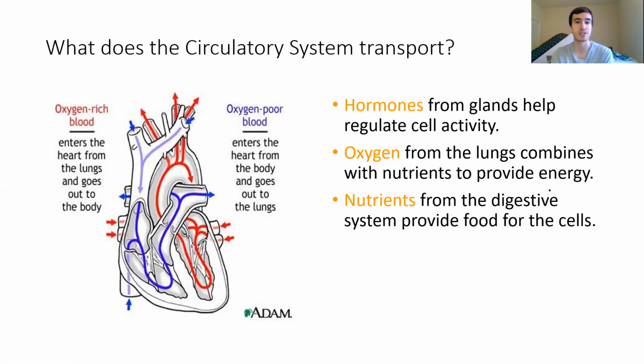And nutrients that we get from the digestive system. We talked about digestion in the last set of notes and all the different nutrients and those macromolecules that we get from it. It's the circulatory system in our blood that actually carries those nutrients from our stomach and our intestines to the rest of the cells in our body. So we've got hormones, oxygen, and nutrients that are all being transported around as part of this circulatory system.